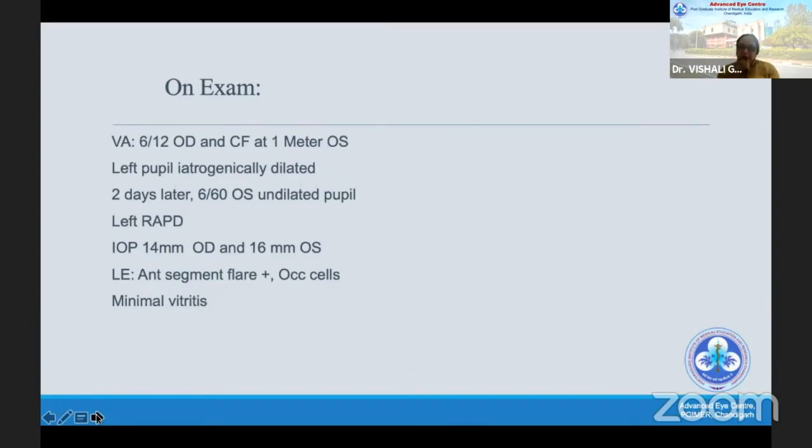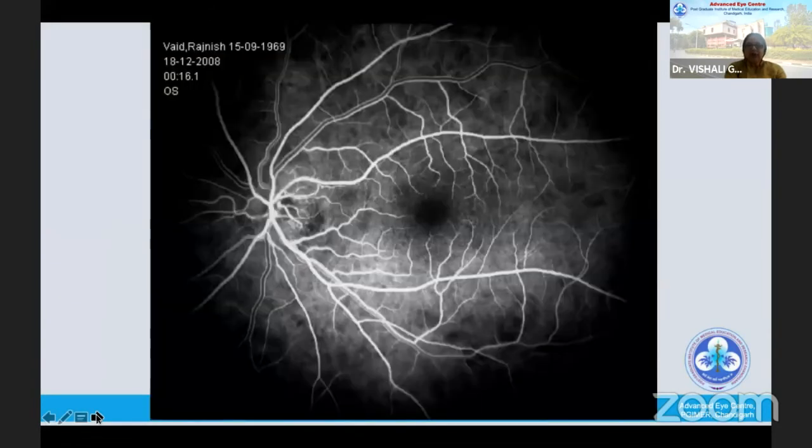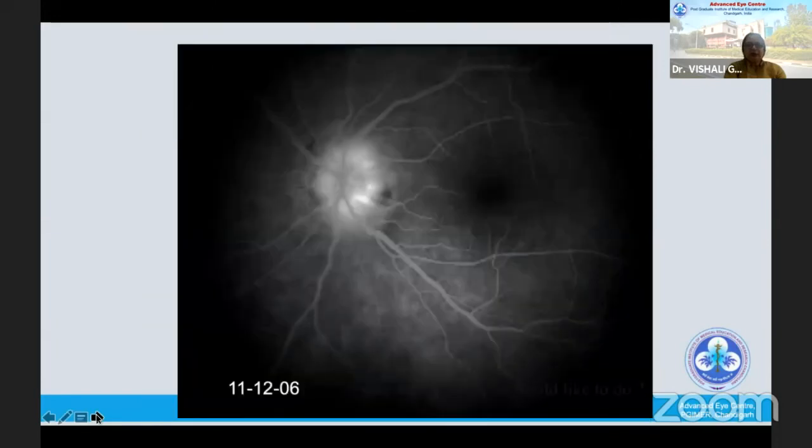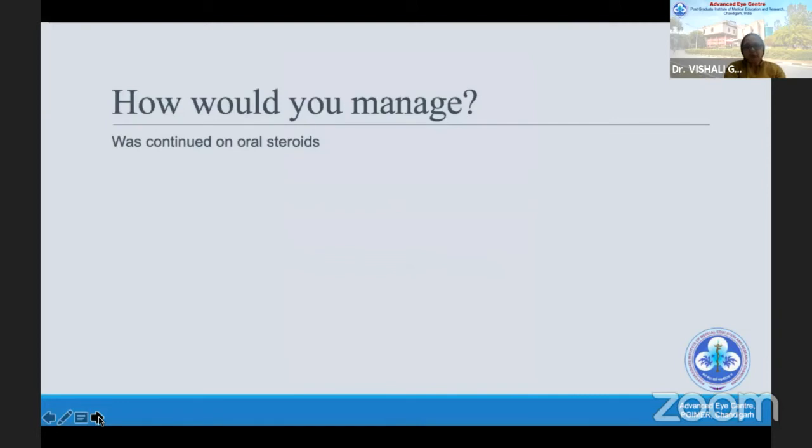His vision at that time was counting fingers, and the pupil was undilated. In the left eye, he had RAPD. There was some flare and cells and a minimal amount of vitritis. He was seen by one of our trainees, and of course it looks like disc edema, it looks like optic neuritis even to me. So it was thought of as optic neuritis. It's meant to be an interactive case, but anyway, the fluorescein was done, and it showed nothing very remarkable, something you would expect in optic disc edema. There was an inferior altitudinal hemianopia. The visual field was done by the resident, and he was told to continue on oral steroids because it looked like optic neuritis, to be very honest with you.